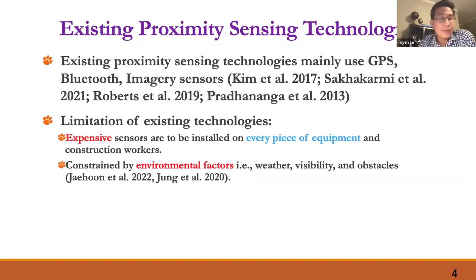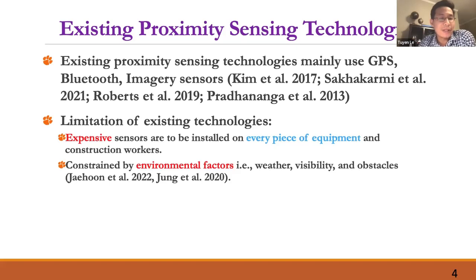From the literature, we found a few sensing technologies. Those proximity sensing technologies are pretty much based on GPS devices, Bluetooth, or imagery sensors like cameras. They use those kinds of data to keep track of the movement of the construction equipment. There are some limitations of those technologies, so I listed two main limitations of the existing technologies.